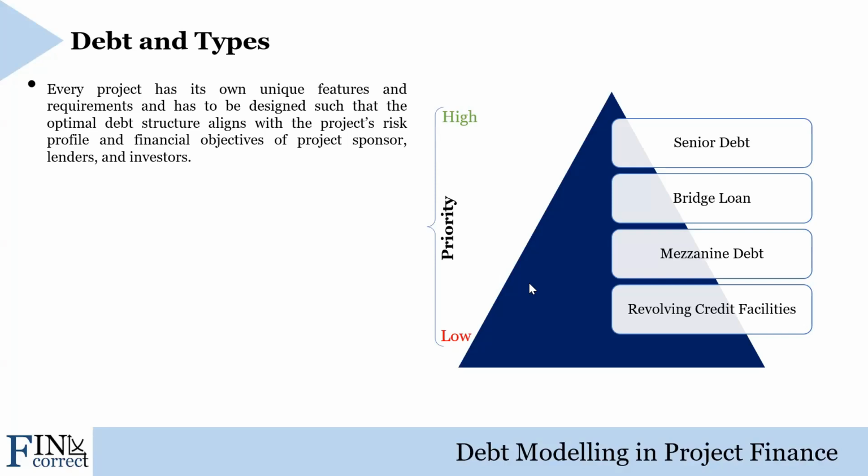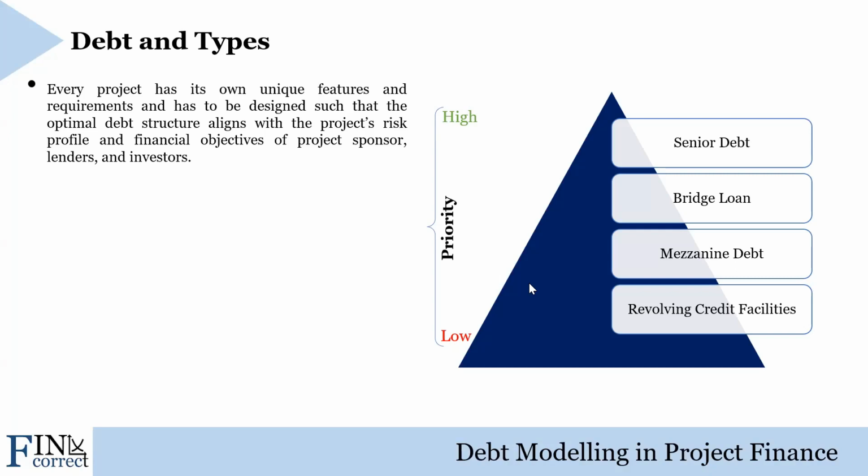The bridge loan. The bridge loan offers short-term financing until permanent funding is secured. Revolving credit, which happens to be the last tier, this facility grants borrowers access to funds up to a set limit, so the borrower can borrow and pay off his obligation repeatedly.